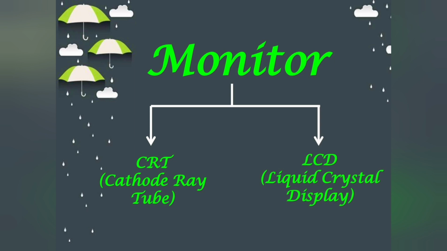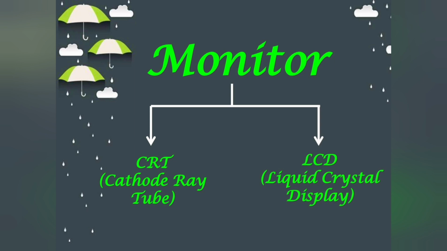The monitor looks like a television. Televisions have a tuner to change the channels, like Sun TV, Vijay TV and so on. But monitors do not have a television tuner to change the channels. In monitors we cannot change the channels. That is the difference between monitors and televisions.